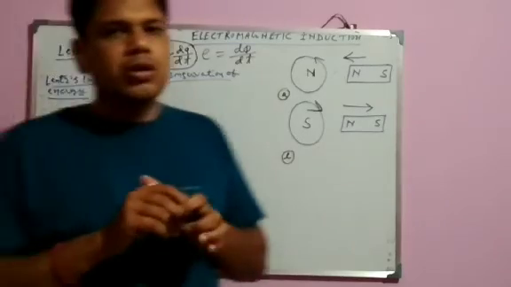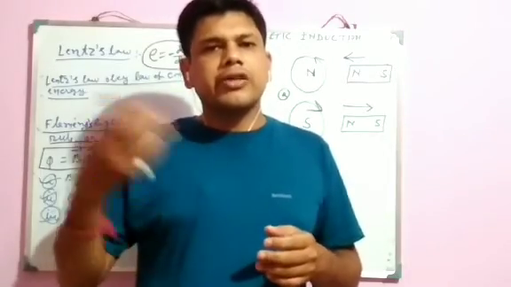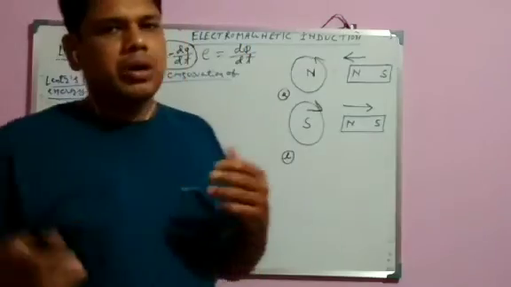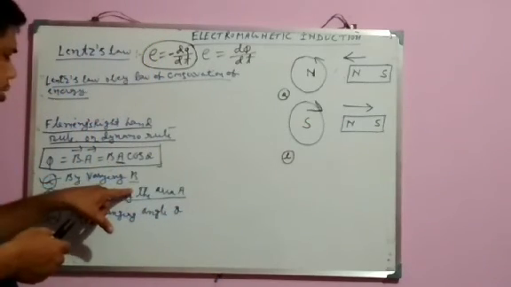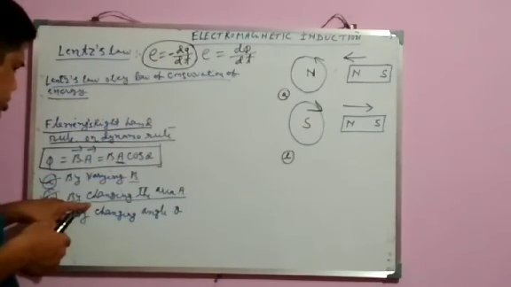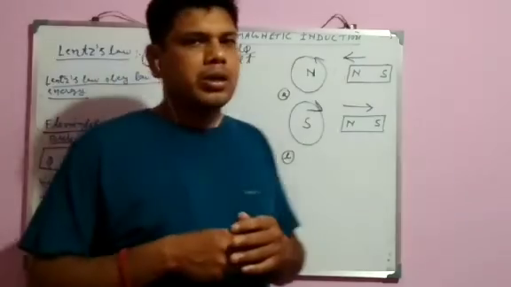So in this way, there are three ways we can vary the magnetic flux. One by one I will discuss. We have already discussed varying the magnetic field strength B. Now I will discuss changing the area of the conductor.